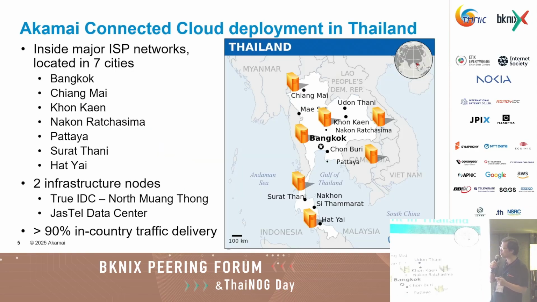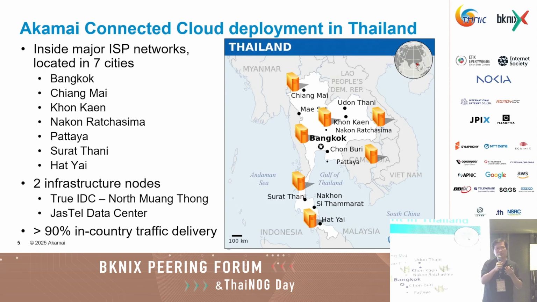Next slide, I'm going to talk about our deployment more specifically in Thailand. In Thailand, our cache servers are mostly inside the ISP because this is the way that we get the most optimal performance. Within the ISP, it's closer to the end user. We are deployed in all the major ISPs, and not only in Bangkok, but we also deploy in different provinces and cities so that we can optimize the traffic locally. We have Chiang Mai, Khon Kaen, Nakhon Ratchasima, Pattaya, Surat Thani, and Hat Yai. So we have multiple cities.